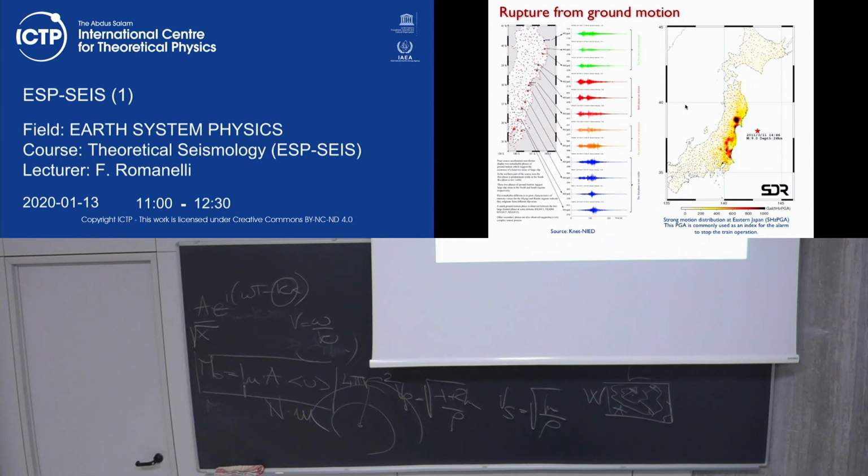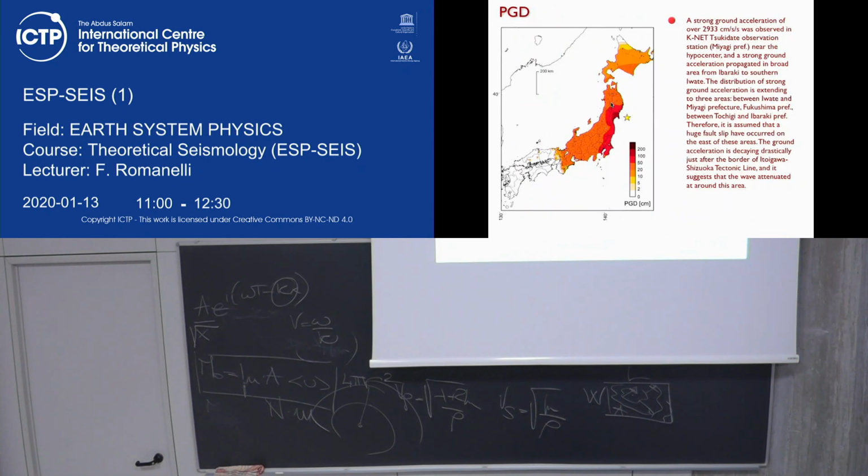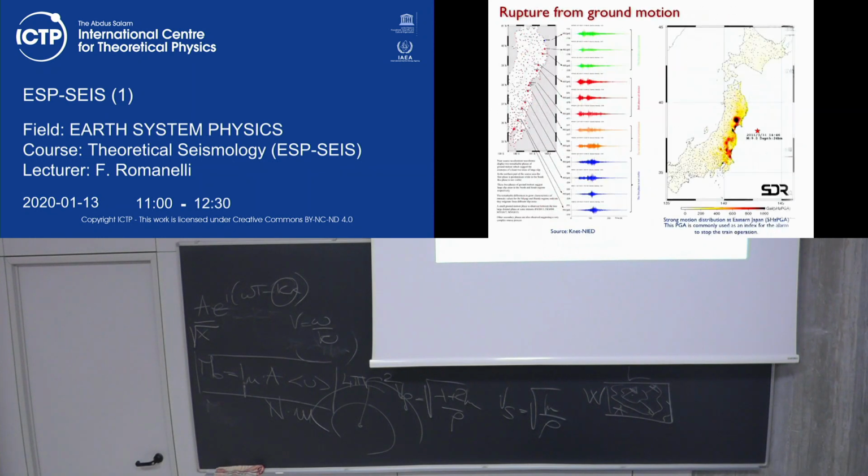And actually, if you now plot PGA, that is one of the most important parameters used in seismic hazard, look at it. Now, it's very different than PGD. Look how regular this is. Look how patchy this one is. You notice some hotspots. It's decaying much faster, and you will understand why, I hope, studying Q.